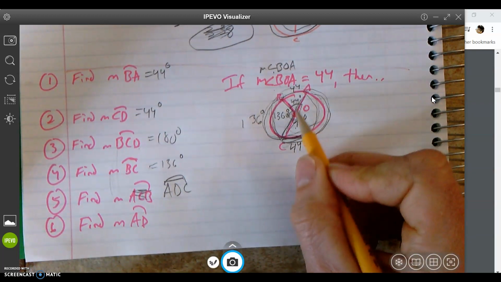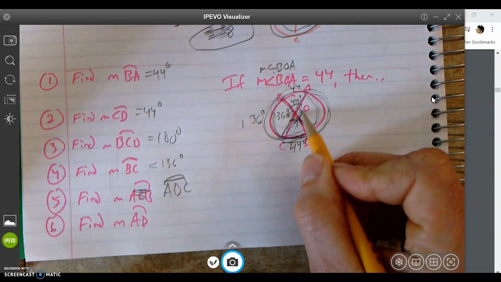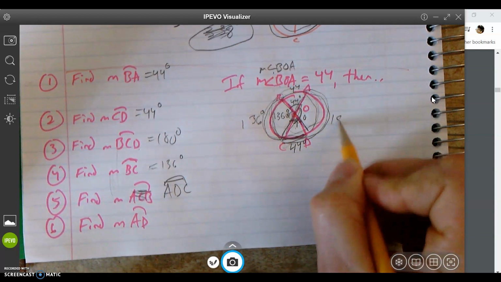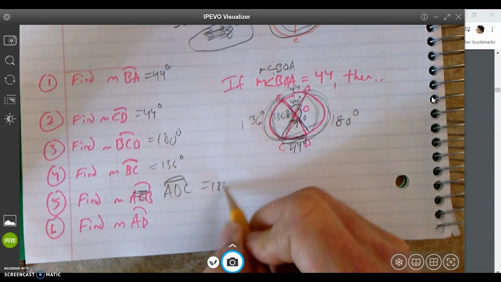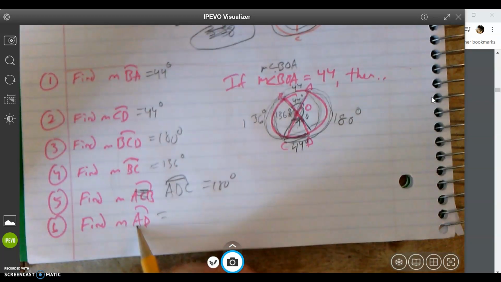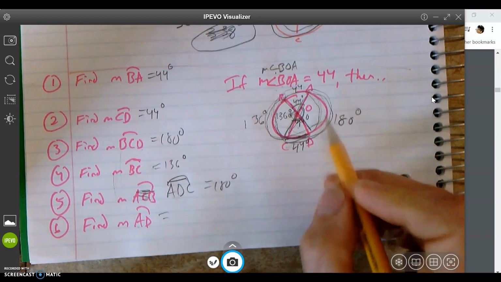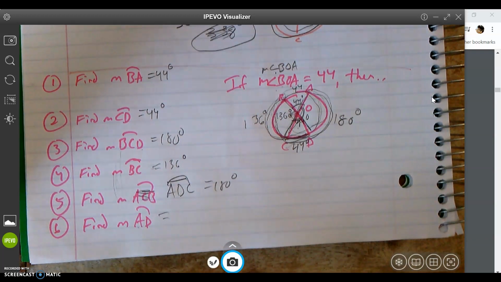Well, this angle right here is a 180 degree angle, so that means that the corresponding arc is also 180 degrees. See if you can get the measure of arc AD. What do you think that's going to be? Pause the video, see if you can get it.